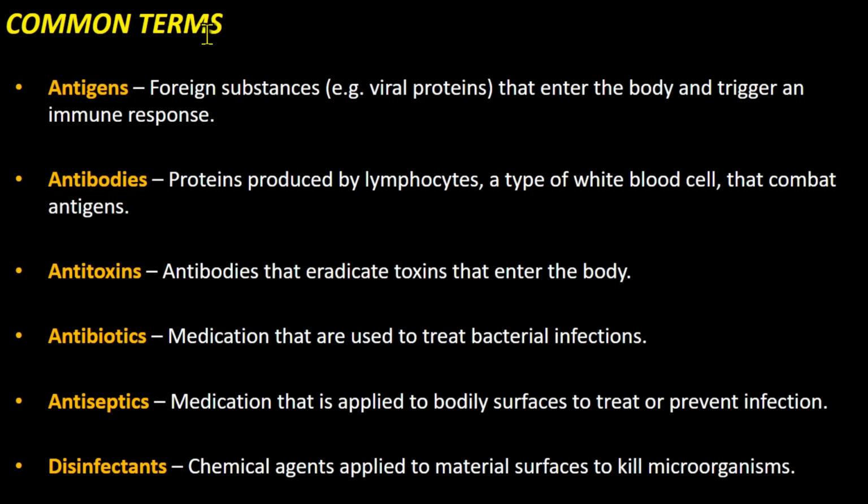So these are some common terms that we're going to come across here. Antigens are foreign substances, so for example, viral proteins that enter the body and trigger an immune response. I like to think of antigens as the burglar alarm within the body. Antibodies are proteins produced by lymphocytes, which is a type of white blood cell, and these would help to combat antigens and pathogens. Antitoxins are specific antibodies that eradicate toxins that enter the body.